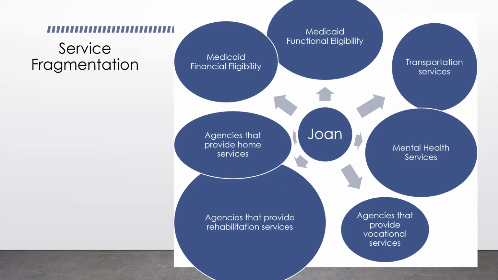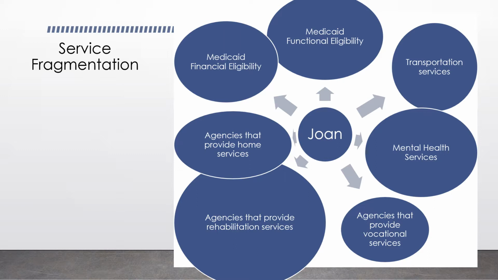If she wants to receive mental health services, she and her case manager may have to find one that's within their network. That's a whole separate thing, and then she probably has to negotiate transportation services to get there. Then, say she wants to eventually get back into the labor force, she may have to work with one or more agencies around vocational services. Again, if any one of these things slips up, or doesn't come through, or there's a problem with the organization, Joan could fall through the cracks.